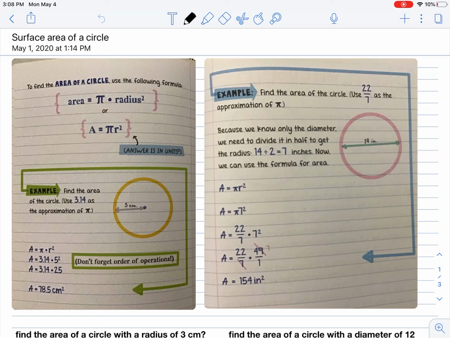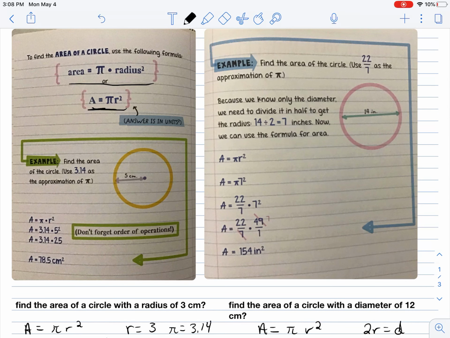Okay, so we looked at circumference and diameter and radius, and now we're going to use that information to find the area of a circle. So we're given the equation that the area of a circle is equal to pi times our radius squared, or it looks like this, A equals pi r squared. So this gives us the formula we're going to use to find the surface area.